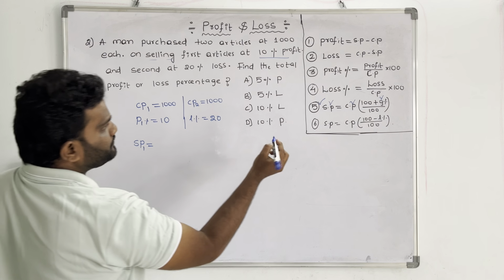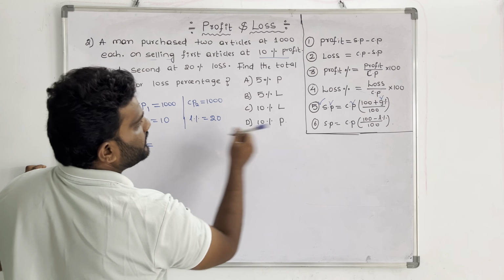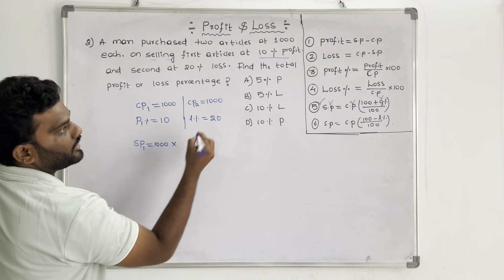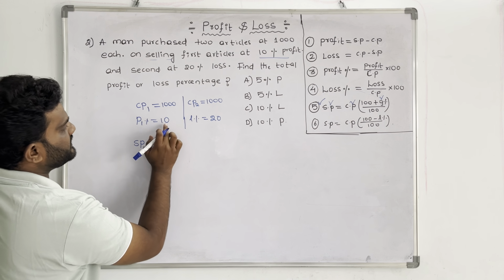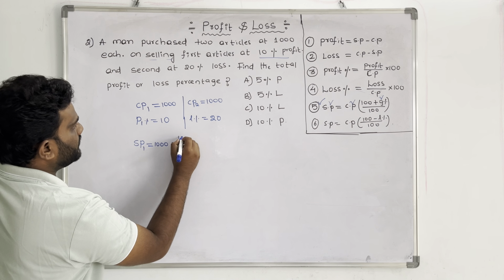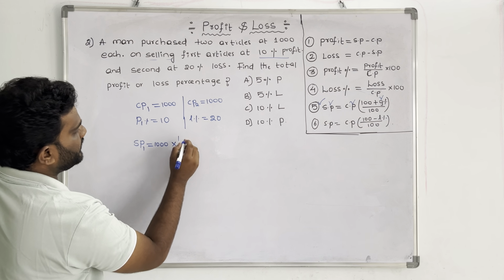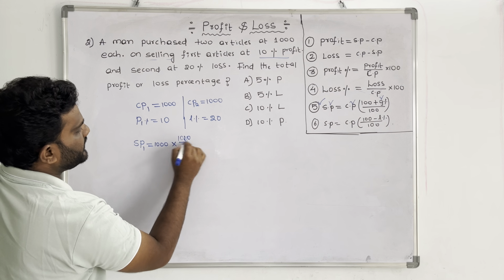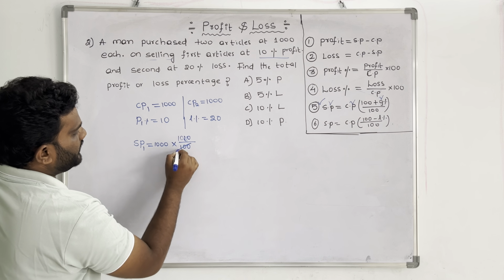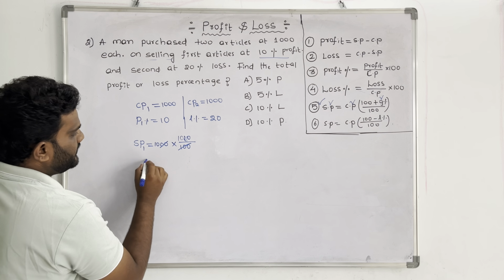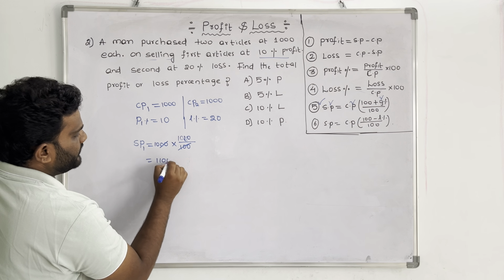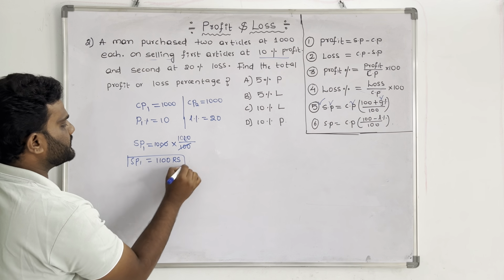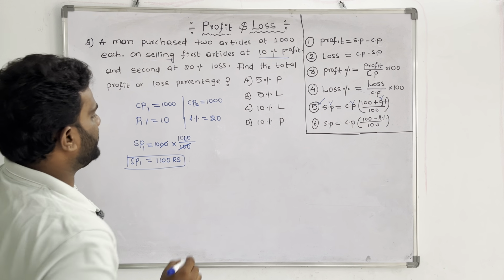What is the formula when the profit percentage is given? The fifth formula. So the selling price is cost price 1000 into 100 plus gain percent, 100 plus 10, that is 110. Okay, 1000 into 110 divided by 100. So two zeros are cancelled, then it will be 1100 rupees. So the selling price of the first article will be 1100. So he sold it for 1100.